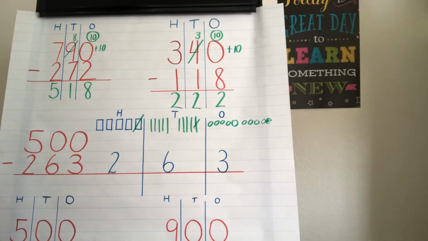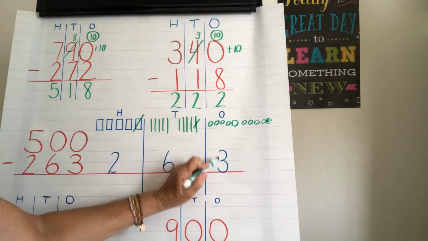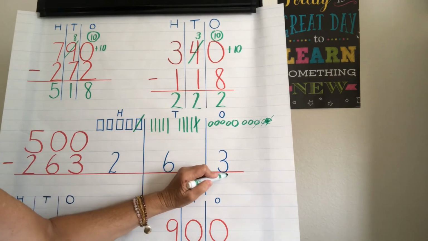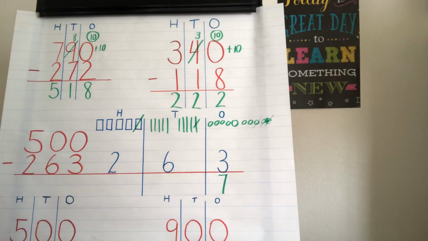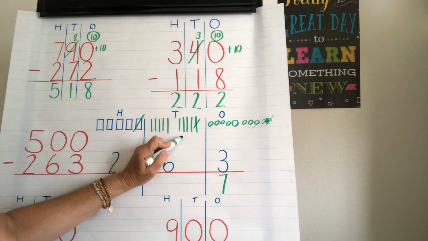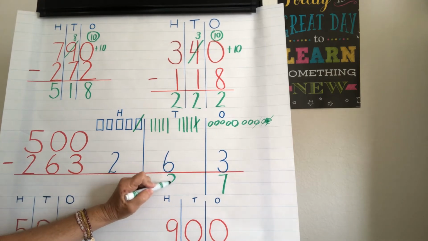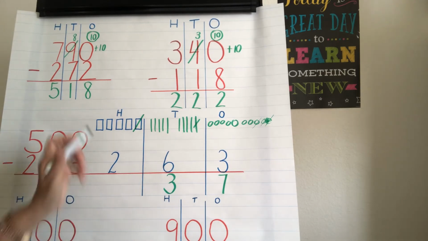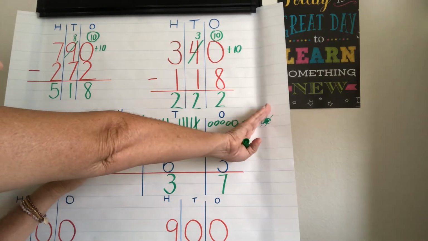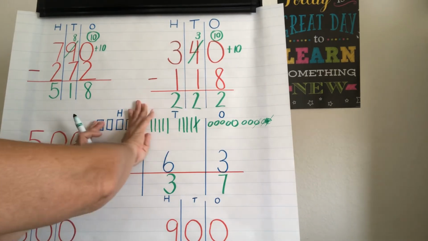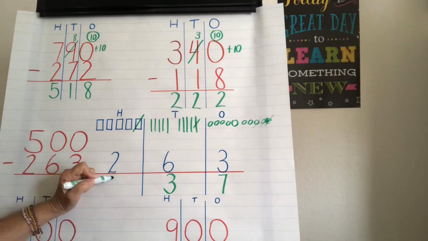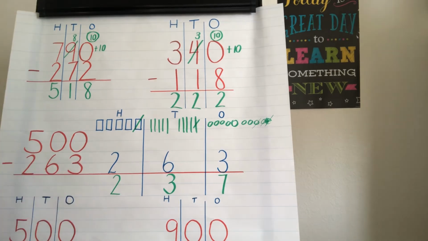Now I'm ready to subtract. 3, take away 10. 1, 2, 3, and this answer in the ones is 7. I've got 9 tens, take away 6 tens, and that answer is 3. And remember, these 500s, we ungrouped one. It was still 500, but we ungrouped it. And so now we've got 400s, take away 200s, and it's 200.